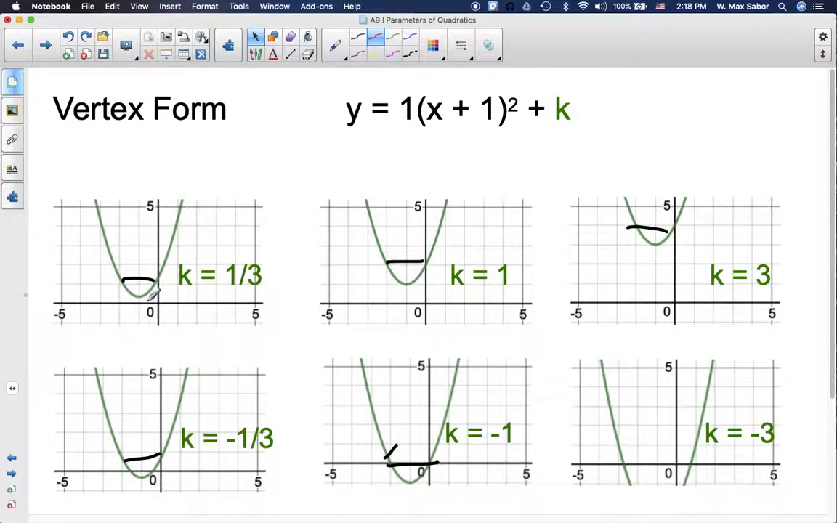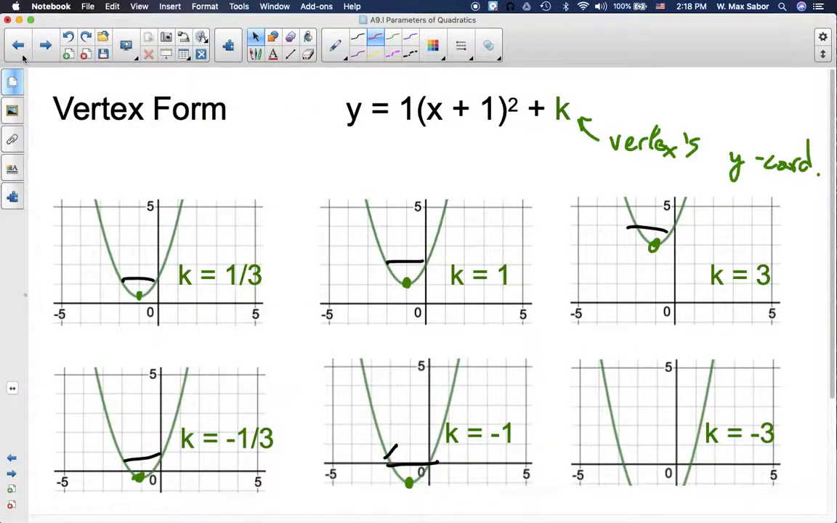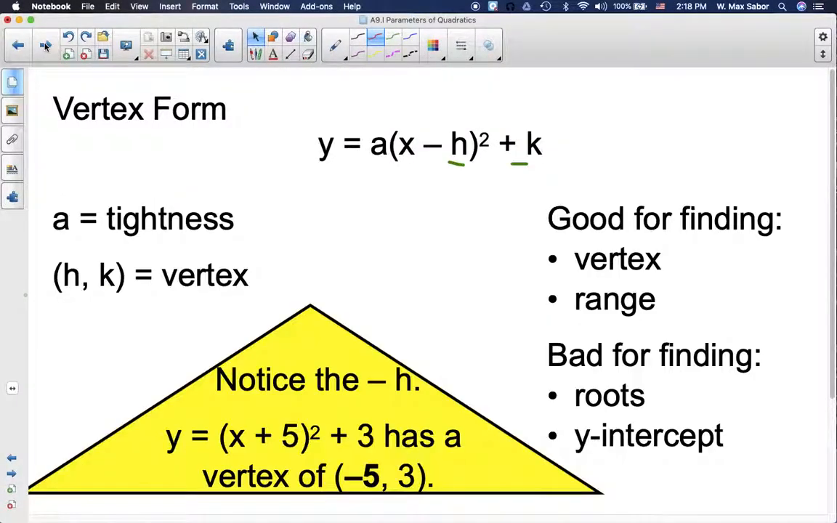What's changing here is the position of the vertex up and down. So you see it moving up and down. K represents the vertex's y-coordinate. So now you see h comma k is truly the vertex. As you change h and change k, you change left and right, up and down.